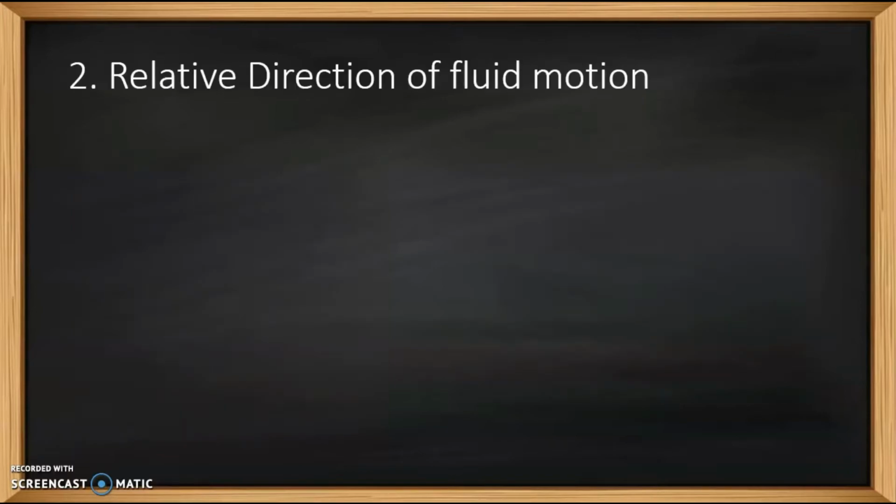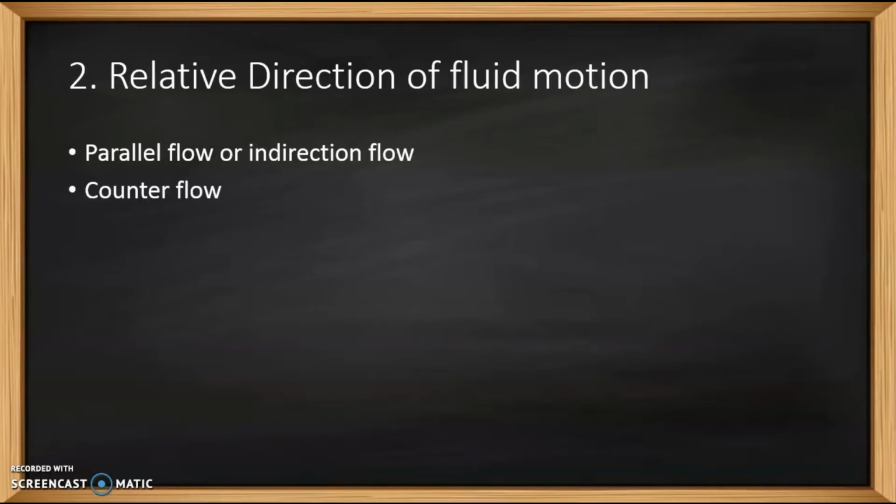Now we move towards the second criterion for the classification of heat exchangers, based on the relative directions of fluid motion. On this criterion, we can classify heat exchangers into three different groups: parallel flow, counter flow, and cross flow.